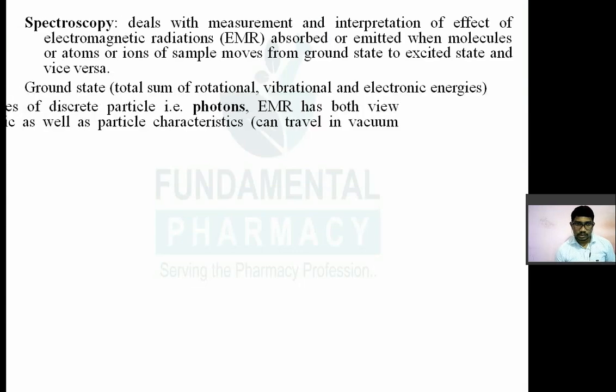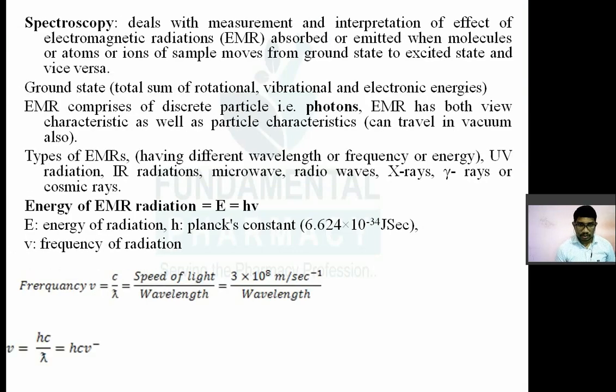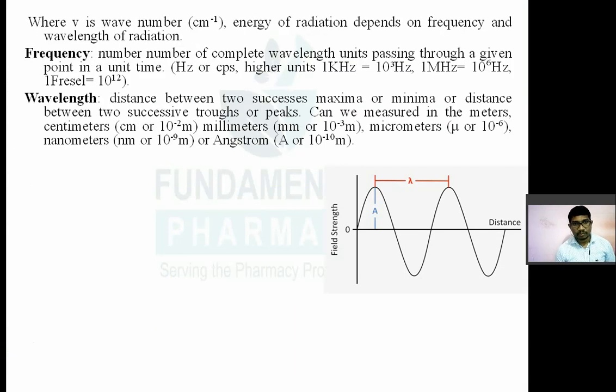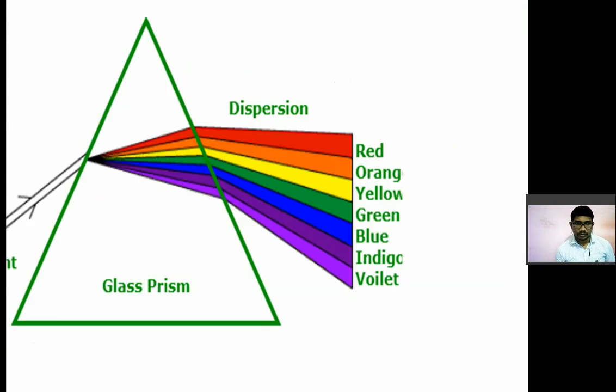We have also seen basic spectroscopy, that is, what is wavelength, what is wave number, how to calculate the energy of a wave, what is meant by frequency. We have seen this. Then the electromagnetic spectrum we have seen.